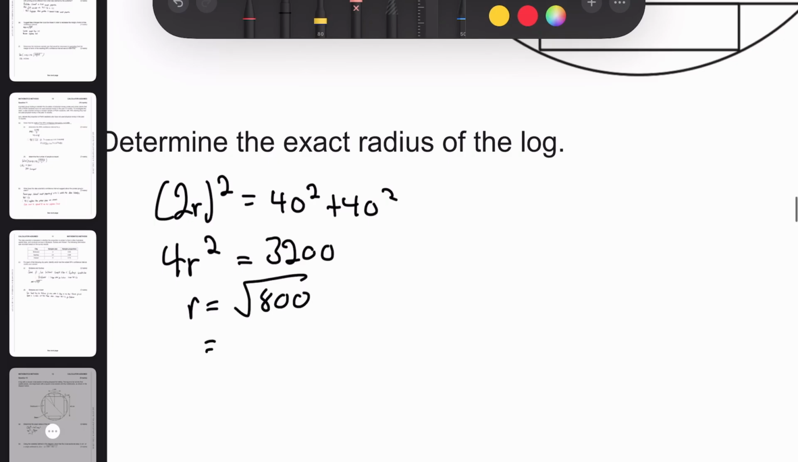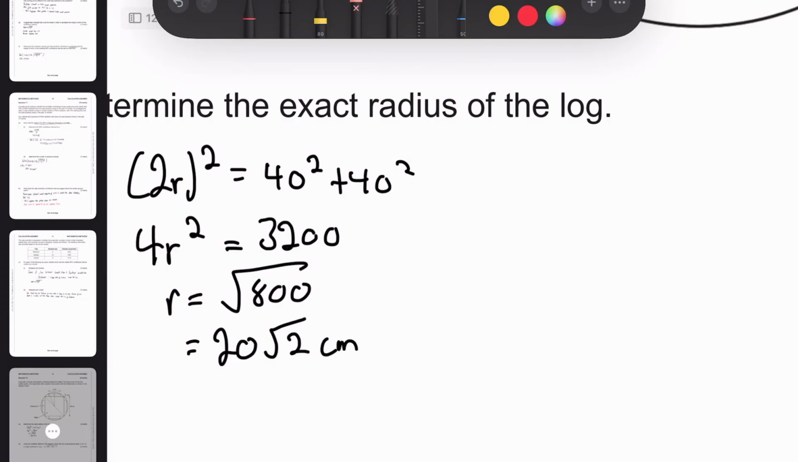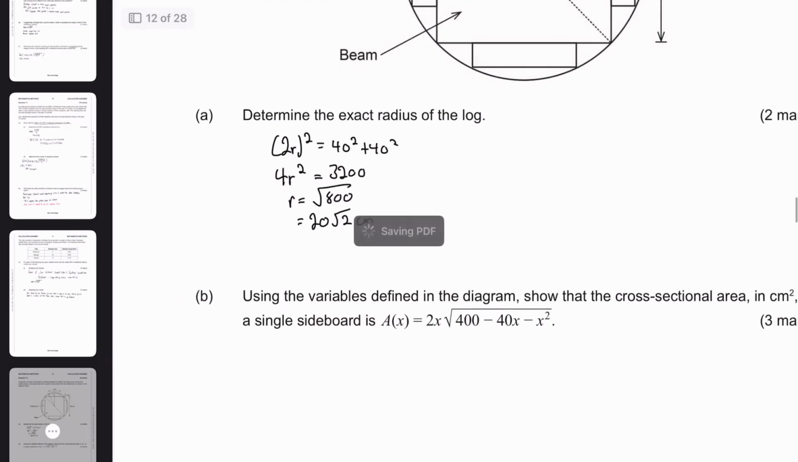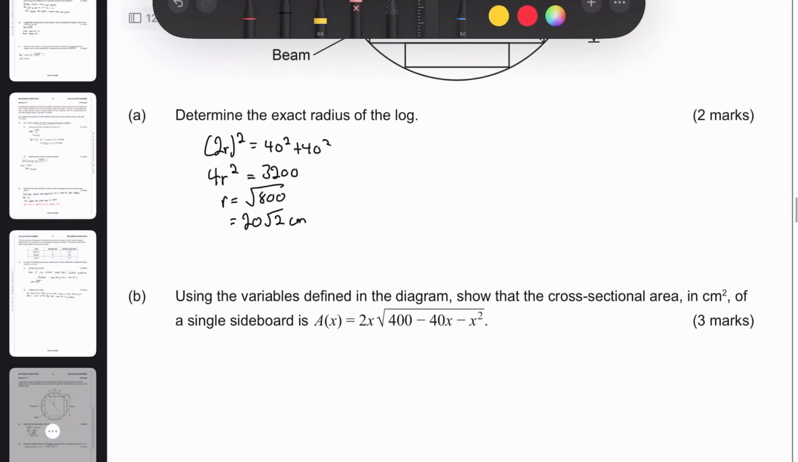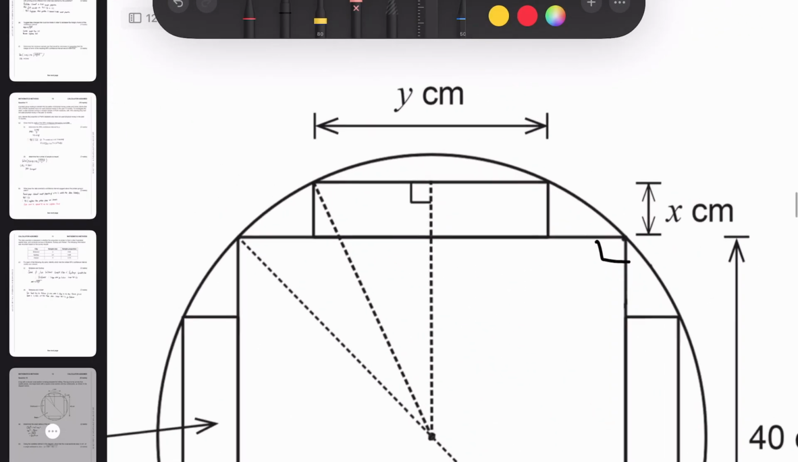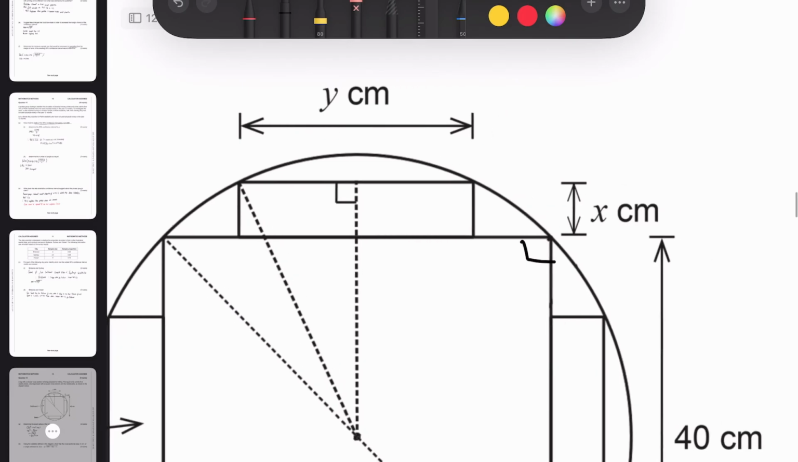Then we get 10 square root of 8, which is going to be 2 square root of 2, so I think 20 square root of 2 times 400, yeah, just like that. Okay, and then obviously put in our units there. Using the variables defined in the diagram, show that the cross-sectional area in centimeters squared of a single sideboard is that. Okay, so we know that this is right.